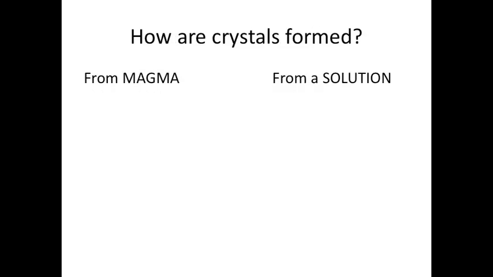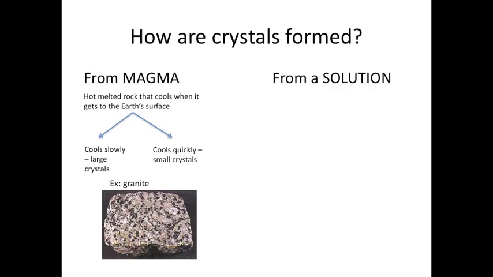Now let's examine how these crystals are actually formed. There are really 2 ways that crystals form, either from magma, which is hot molten rock, or from a solution. Let's start with crystals that are formed from magma. When the magma reaches the Earth's surface, it's going to cool down. The rate of cooling determines the size of the crystals that are formed. If it cools slowly, you'll get large crystals. If it cools quickly, you'll get small crystals.